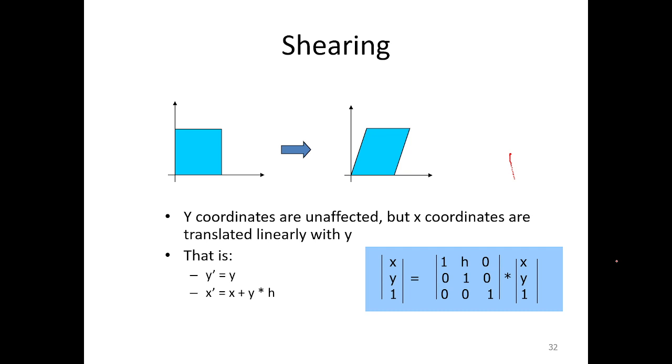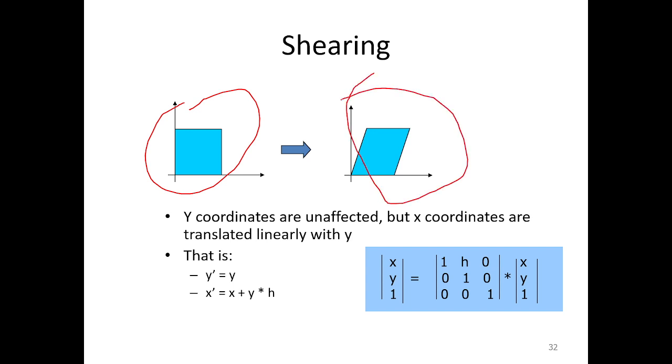See here, y coordinates are unaffected but x coordinates are translated linearly with y, that is y dash equals y and x dash equals x plus y into h. That is, [x' y' 1] equals [1 h 0; 0 1 0; 0 0 1] into [x y 1]. The position of the object will be changed like that. The y coordinates are unaffected, but x coordinates are translated linearly with y.